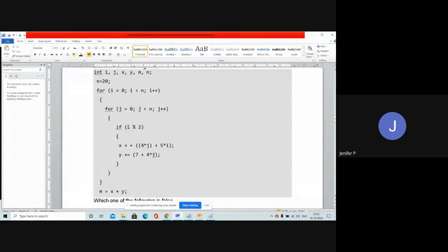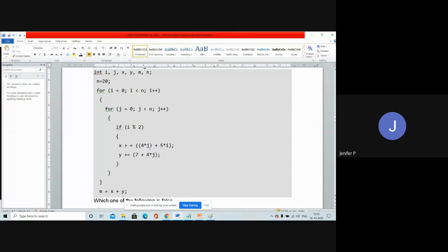Then about some other techniques, 4 into j. So 4 into j, here also 4 into j. If j equal to 0, then this j will also be 0 and this j will also be 0. Okay, that means 4 into j is a common expression.